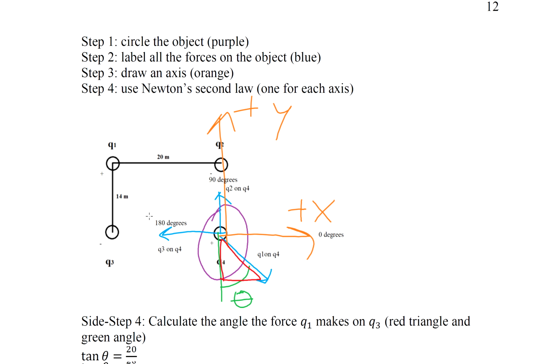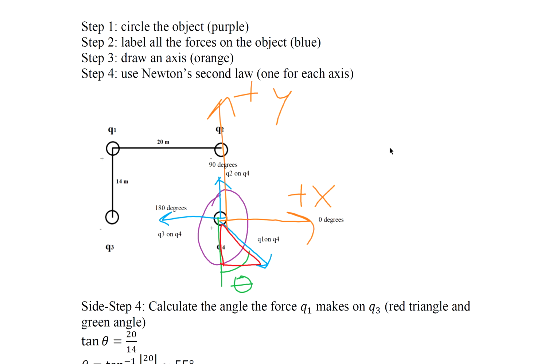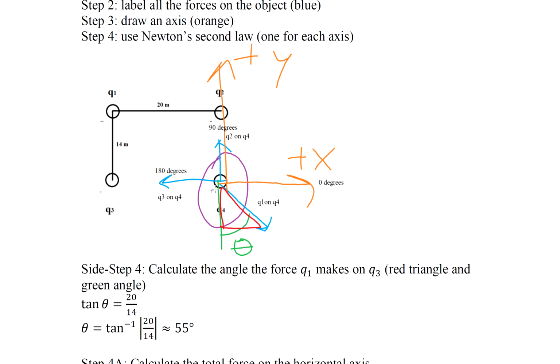So this is in 2 dimensions. Circle the object, label the forces, put an X and Y axis, and use Newton's second law for the x-axis and the y-axis. You could see Q1 pushes Q4 southeast, Q2 pulls Q4 north, and Q3 pulls Q4 west. Okay. So right now I have to calculate this angle in green, theta.